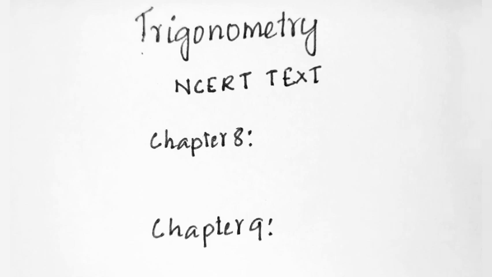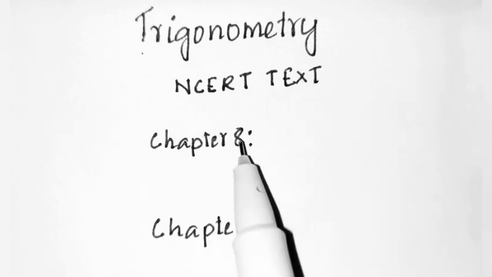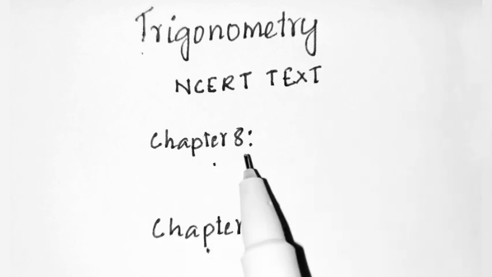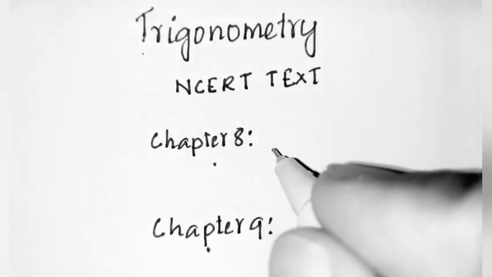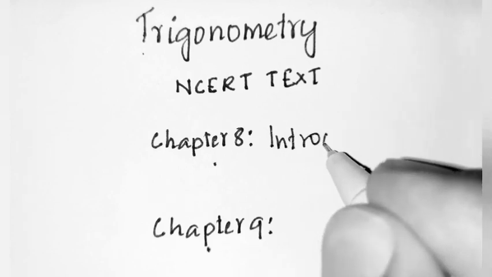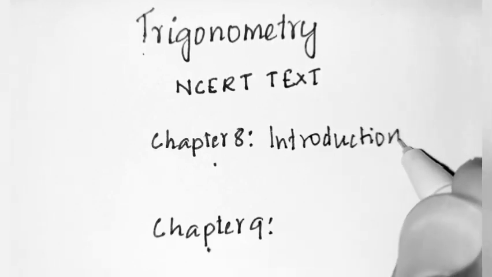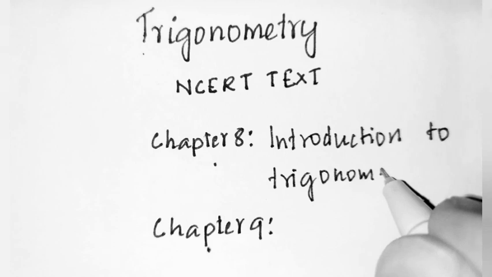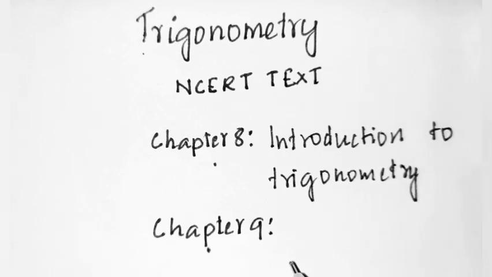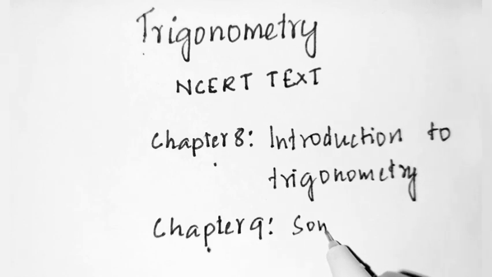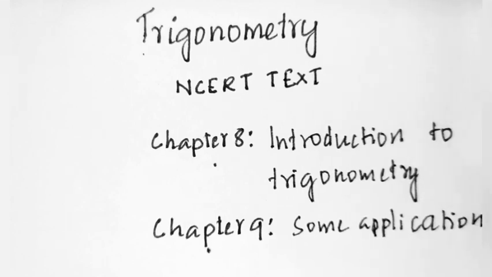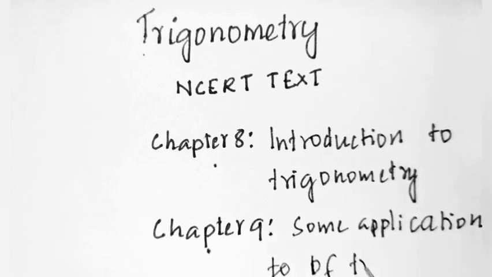Now, in the NCERT text, it comes in the form of two chapters, that is chapter 8 and chapter 9. Chapter 8 is named Introduction to Trigonometry. So let me write it down here: Introduction to Trigonometry. And chapter 9 is named Some Applications of Trigonometry.